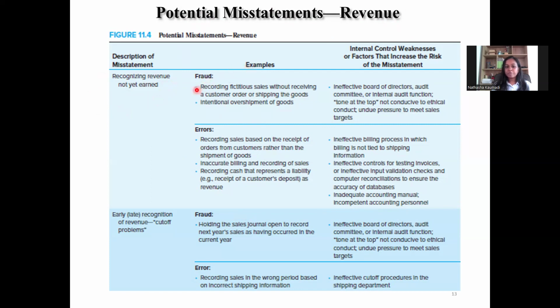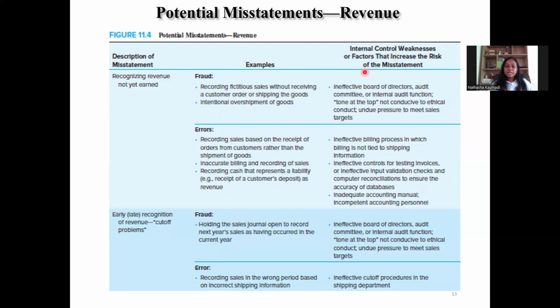So, what is the example for fraud? Recording fictitious sales without receiving a customer order or shipping the goods. Even if you don't have a customer order, customers have not made orders, you have recorded sales and you have not dispatched the goods as well. Still, you have recorded the sales as fictitious sales. That can be a fraud.